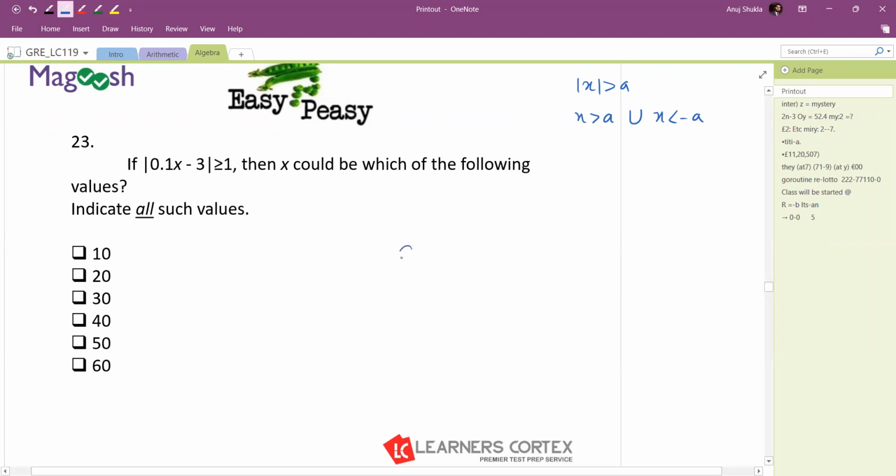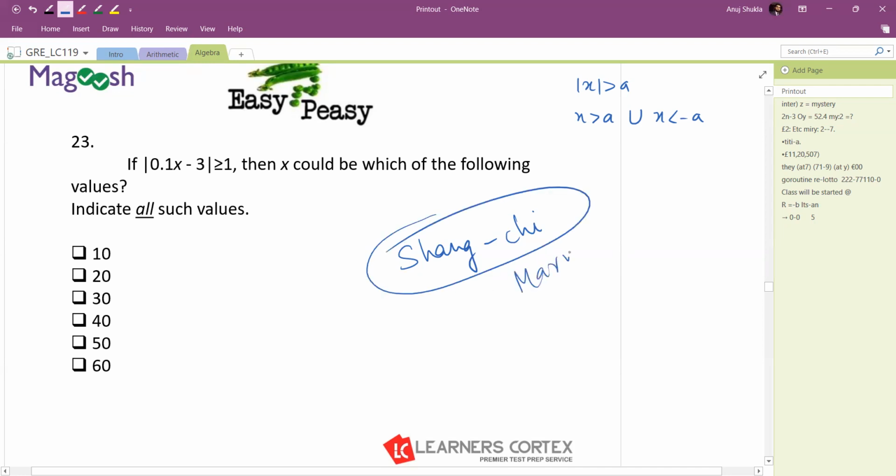Anyone has watched this movie? Shang-Li or Shang-Chi? Shang-Chi only, right? Anybody has watched this Marvel movie? No, so I should watch it.